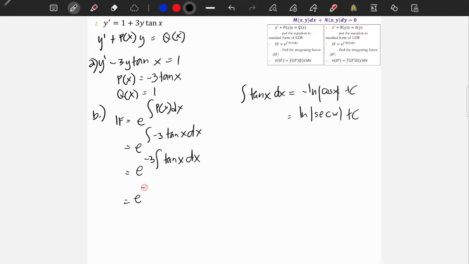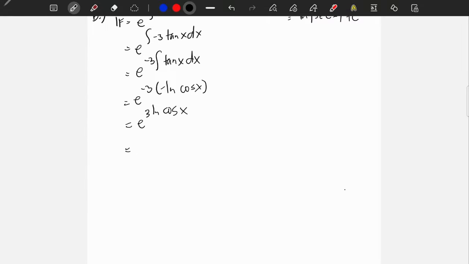So e to the negative 3 times negative ln of cosine x equals e to the... negative 3 times negative ln cosine x is positive 3 ln cosine x. Using the properties of logarithm, 3 becomes the power of cosine. So, e to the ln cosine cube x. Then, e and ln will cancel out. So, the integrating factor is cosine cube x.